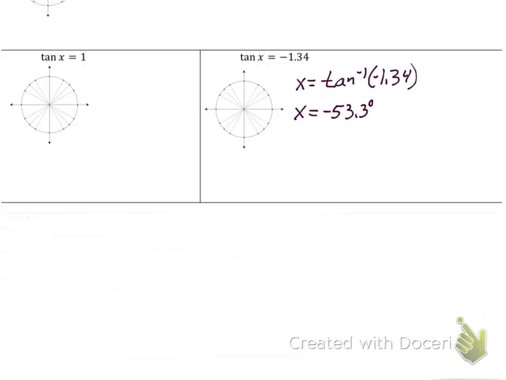Here's where we have to be smarter than our calculator, though. So negative 53.3 degrees is a little past here. That's our negative 53. And it's good there because what's our tangent in the fourth quadrant? Well, that's negative. Our tangent is negative. Is tangent negative anywhere else on the unit circle?